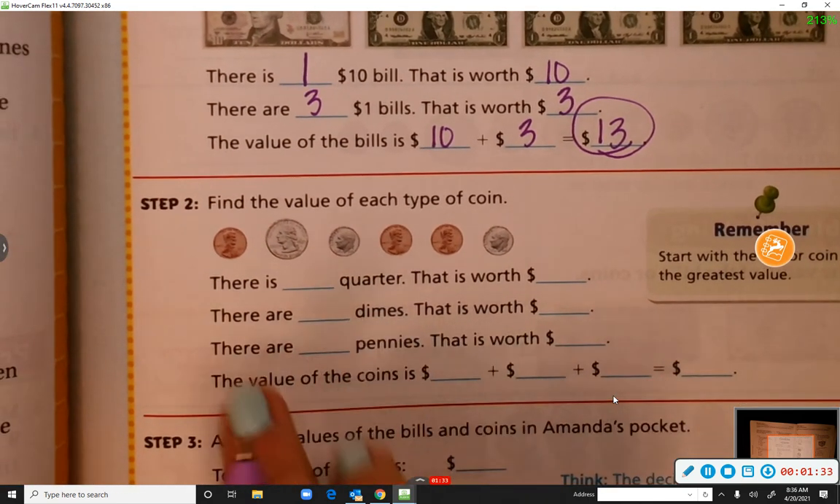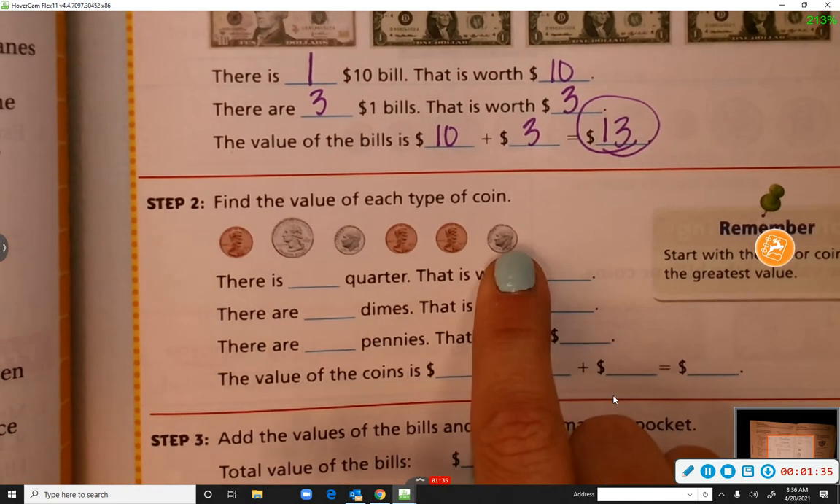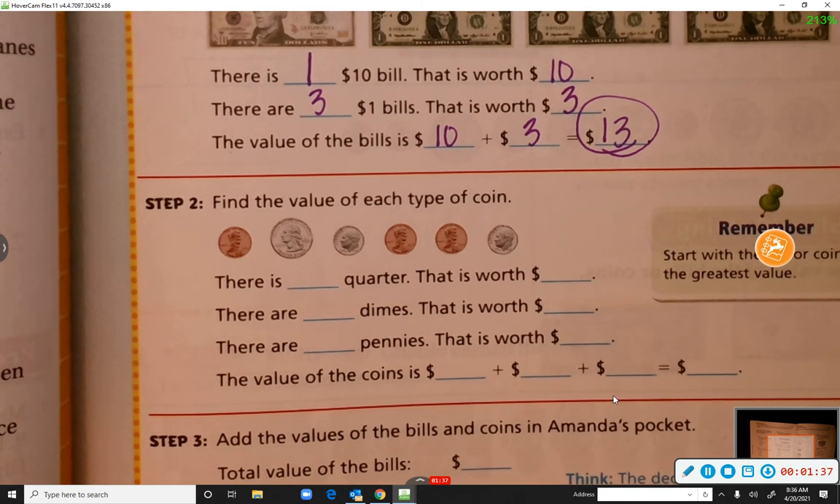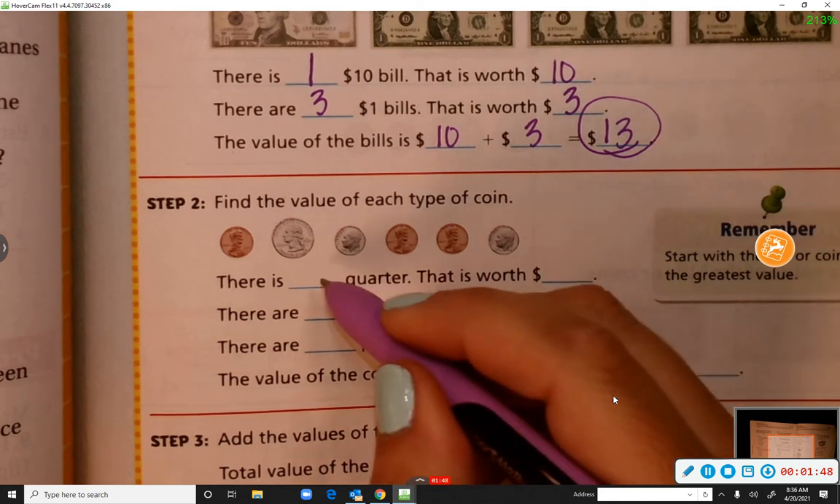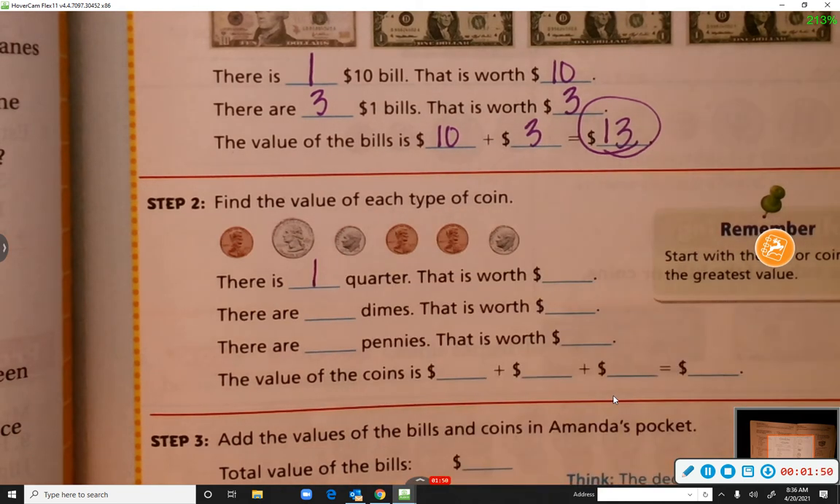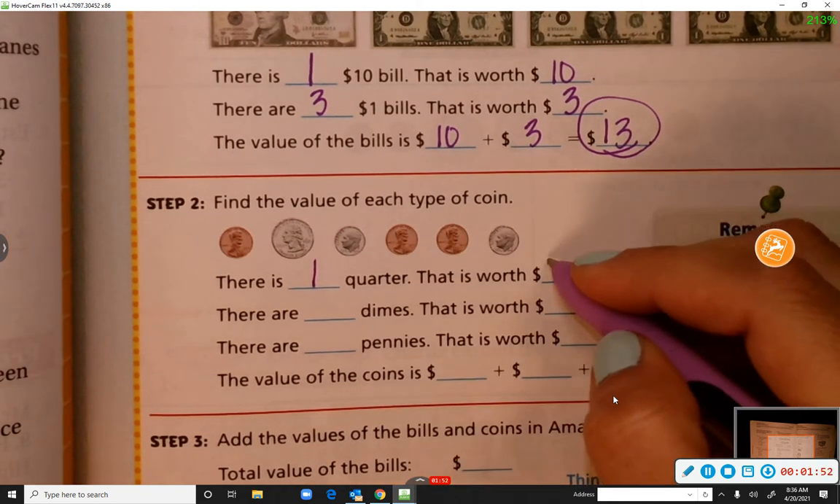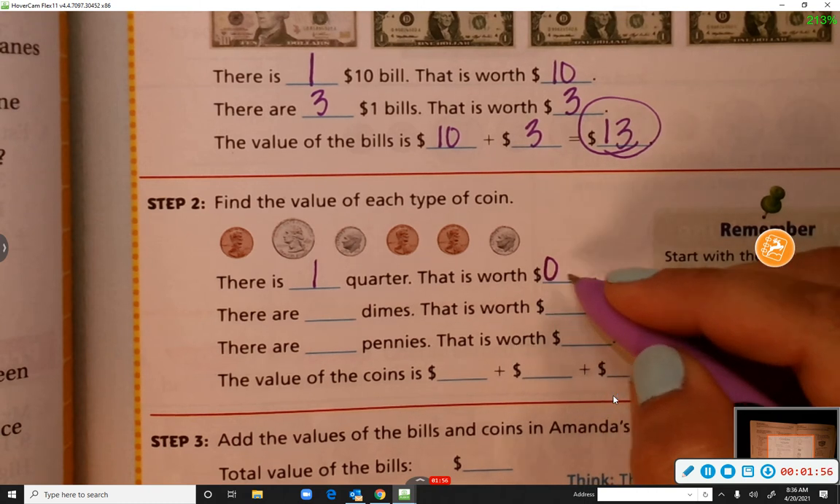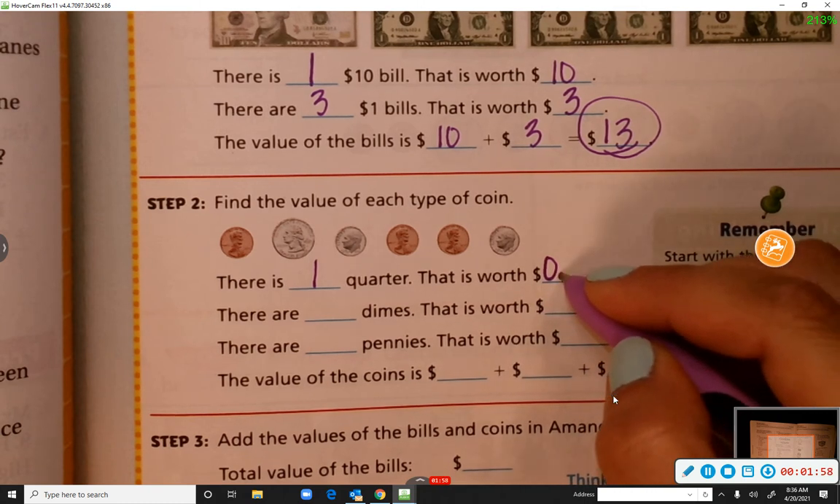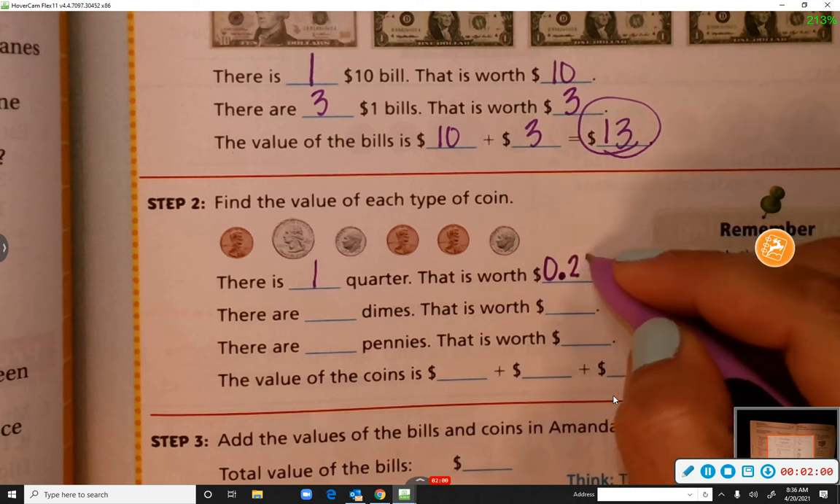Okay, so these are not in any type of order, but we need to start with the biggest value, not the biggest in size, but the biggest value. So which one is the biggest? The quarter. This is a quarter, and there's one of them, so that equals how much? 25 cents. So to write that correctly, since there's a dollar sign, we need to put $0, decimal, 25.